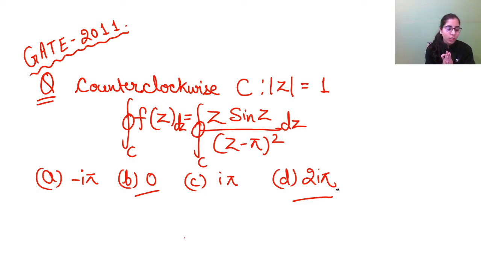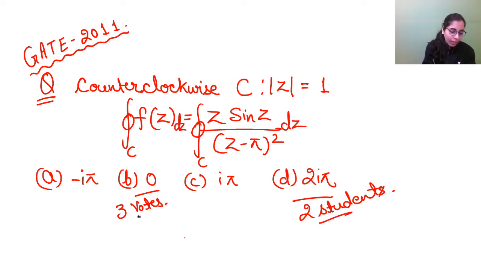Very good Ankita. So guys, 2 students have mentioned option D as the correct answer. 2 students are saying this till now and 3 students are saying option B. So this is having 3 votes and this is just having 2 votes. Okay, so 3 and 2. It is having now +1, that means 4 votes for option B and 2 votes for option D. Clear? Now let's have a look at which option is correct, option B or option D.